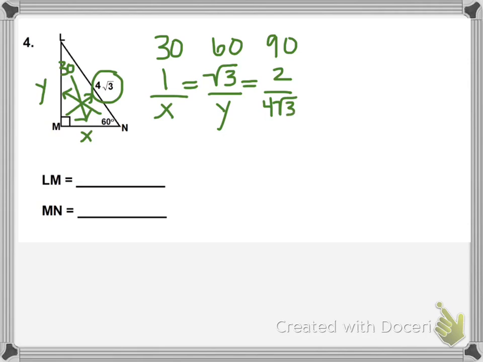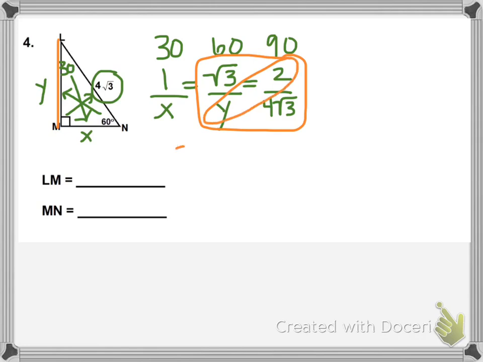Okay, let's go ahead and solve for our first missing side, which is LM. LM, looks like I used a y, so I need that middle ratio, and I need to set it equal to the other ratio that has just numbers, which is going to be this last one. So here's our proportion. Let's cross multiply.